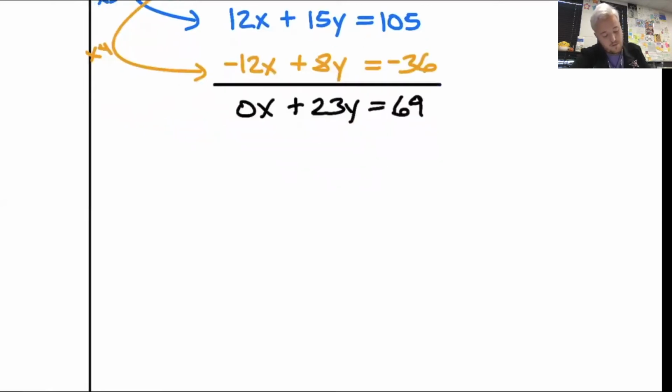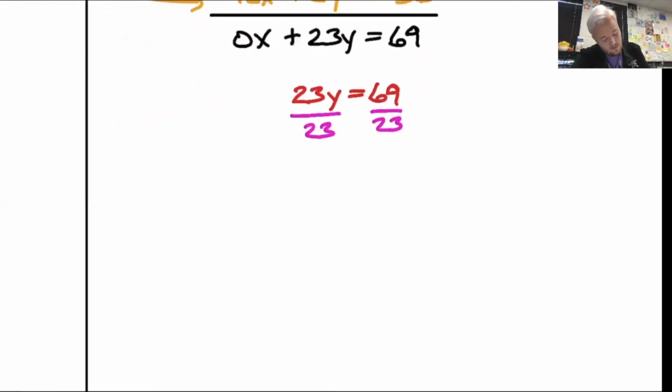So anything times 0, 0's out. So 23y equals 69. And then I'm going to divide by 23. So y is going to be 3.